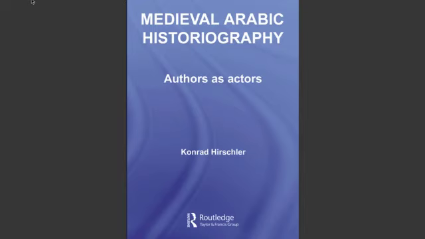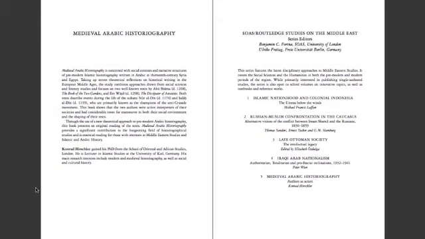If we use this book as another example, we can again start with the front cover, and we find the same pieces: title, Medieval Arabic Historiography; subtitle, authors as actors; and the author's name, Conrad Hirschler. We go inside. On the first page we have a summary of the book and some information about the author, Conrad Hirschler. Here again, more titles of books in the same series.